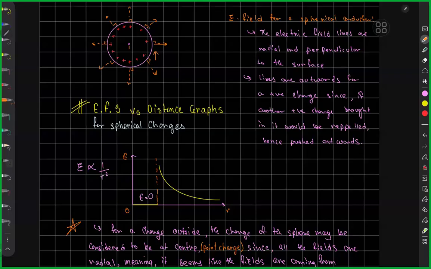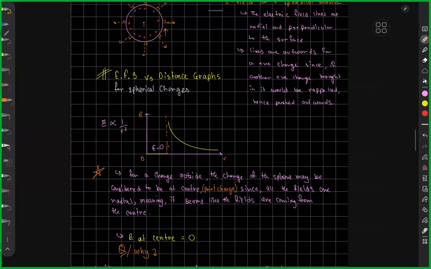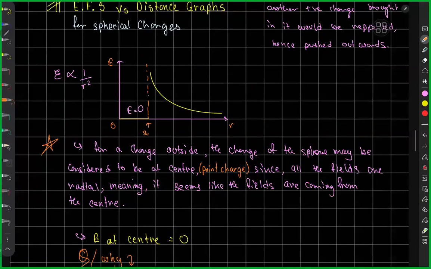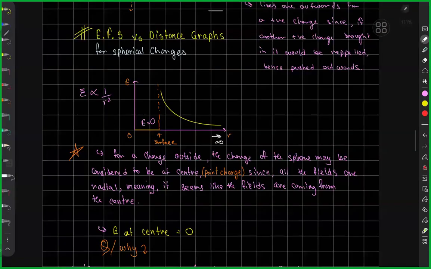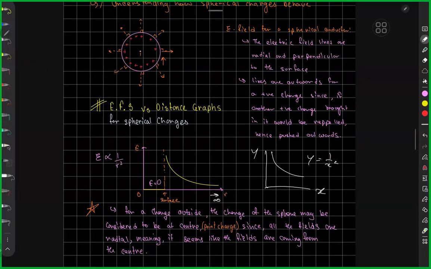Notice the field lines closest together. As the distance increases, the field strength decreases. There, that we understand. So over here, from the surface, call this the surface of the sphere, till reaching infinity, it depicts the typical y equals 1 by x squared curve, which we are familiar with. And that's fine. But what happens inside the sphere?